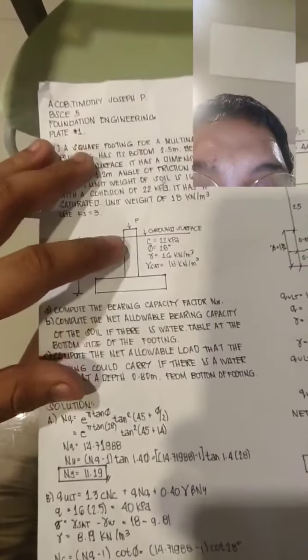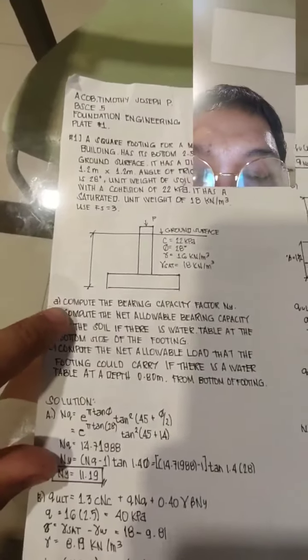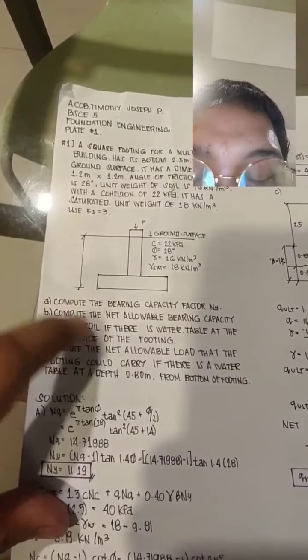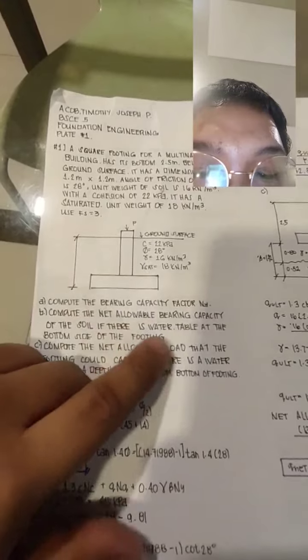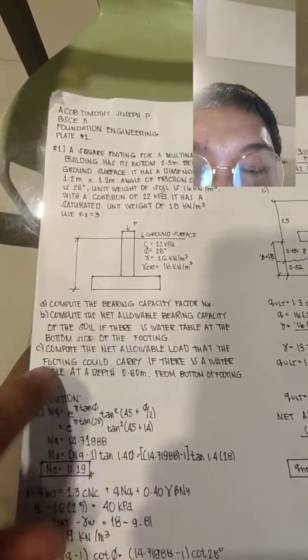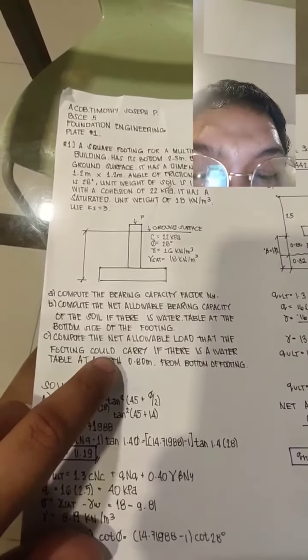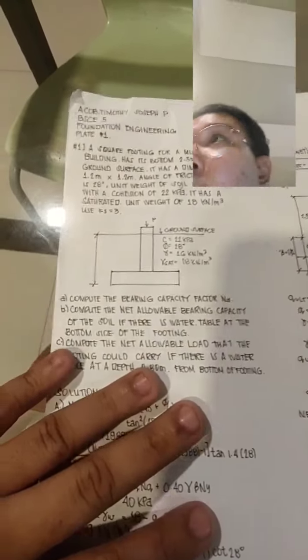So, this is the figure, ma'am. We can see here the given. Compute the bearing capacity factor Nγ. Compute the net allowable bearing capacity of the soil if there is a water table at the bottom side of the footing. And letter C, compute the net allowable load that the footing could carry if there is a water table at a depth of 0.80 meters from the bottom of the footing. So, the solution is here.